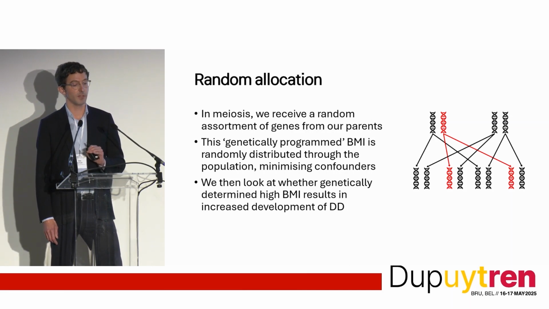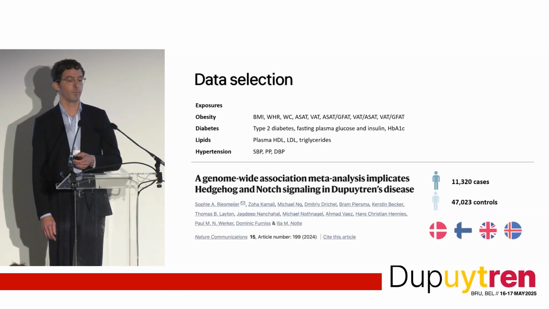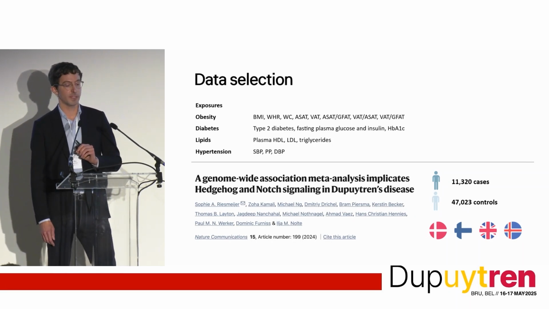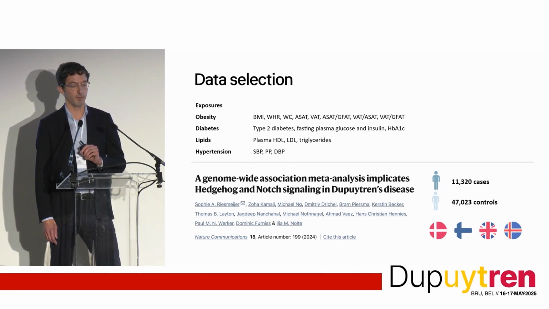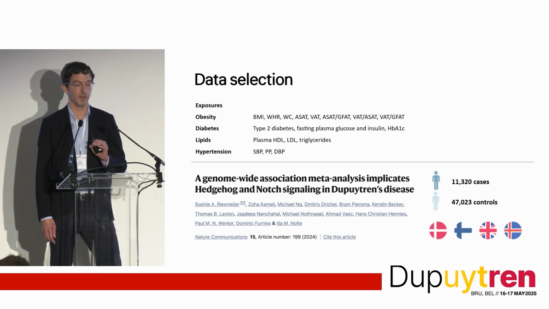With this knowledge, we can then ask, do people with more of these 800 genetic variants that lead to a higher BMI go on to develop Dupuytren's in greater numbers than others? For each exposure, we selected the largest available European population GWAS, and for the outcome of Dupuytren's, we used the largest Dupuytren's GWAS to date, published last year. As a proxy for the development of Dupuytren's, we can look at whether each of the 807 BMI-related genetic variants is associated with an increased risk of developing Dupuytren's. We can do this for each of the exposures.